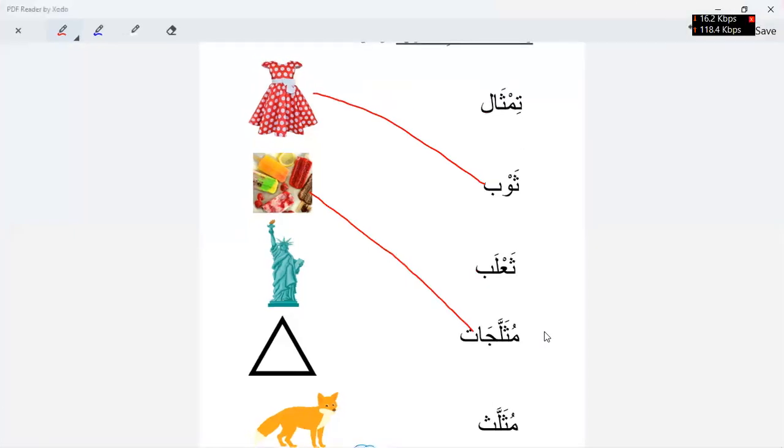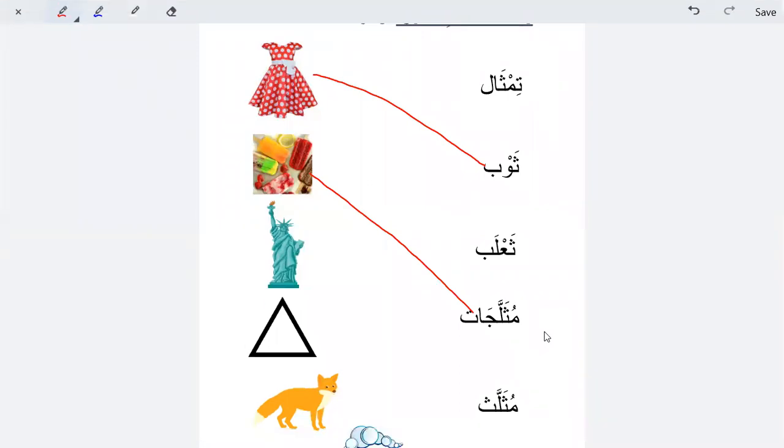Next picture. Latifa, can you hear me? Yes. Okay, what is the next word? For statue. Timthal. Good. Triangle. Yes. Muthallath. Correct. Fox. Tha'lab. Rian.